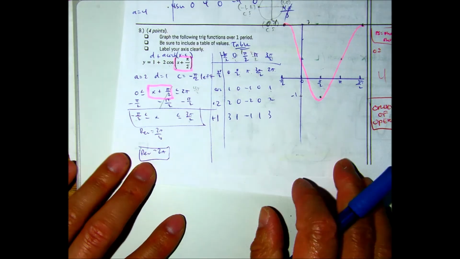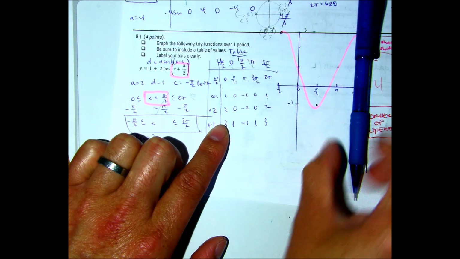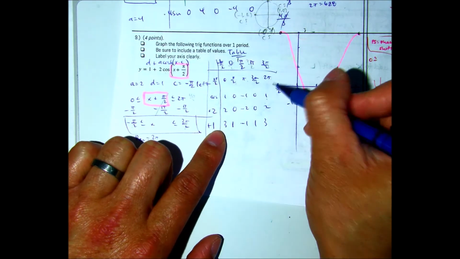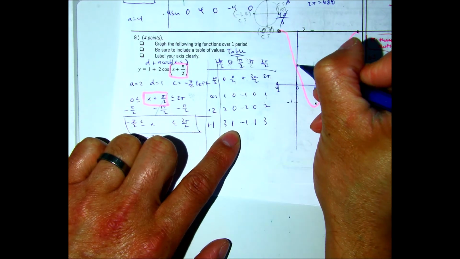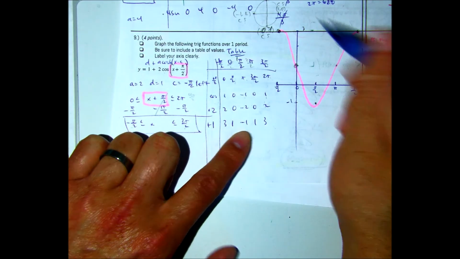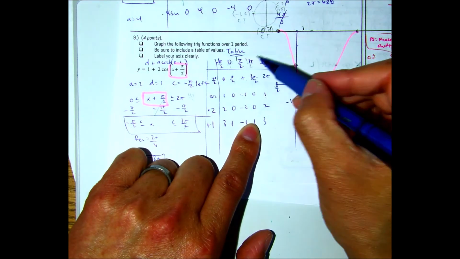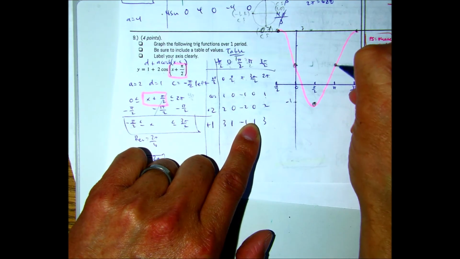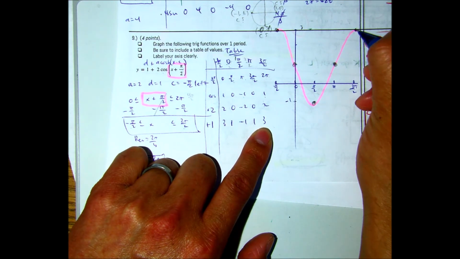So if we just graph it, negative pi over 2 is to the left of the y-axis. That's at 3. At 0, I have 1. Pi over 2 is negative 1. 2 pi over 2, or pi, is going to be at 1. And then 3 pi over 2 is 3.